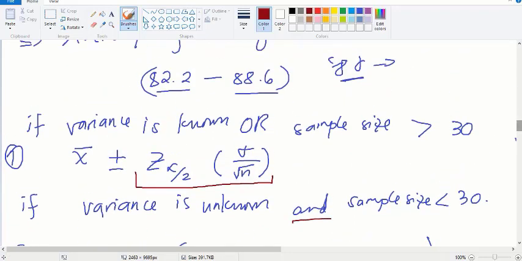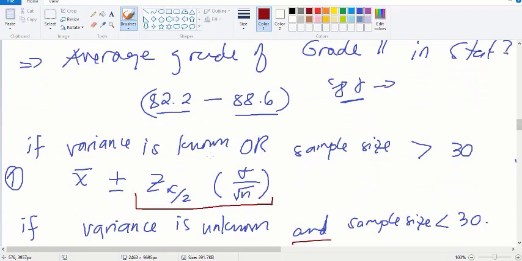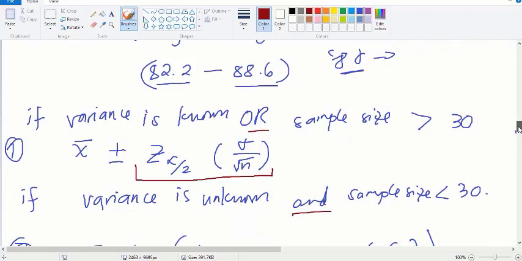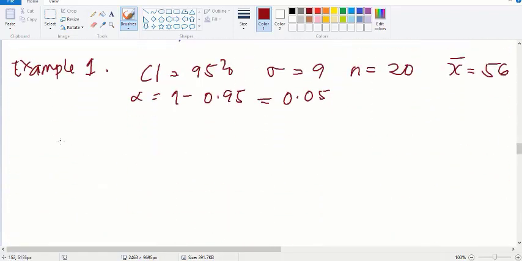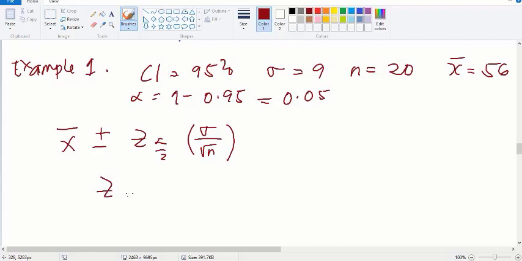But in the upper part, in formula 1, variance is known, true, or sample size is greater than 30, false. But then, it's or. So, true ito, meaning, kahit false pa itong kabila, it is still true. So therefore, we have to use formula 1. So, sulat lang natin dito yung formula 1 para hindi tayo malito, no? Z alpha over 2 times sigma over square root of n. Okay. So, ang una nating kunin is itong Z alpha over 2. So, alam natin na ang alpha is 0.05 over 2.